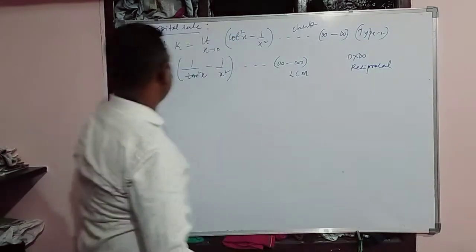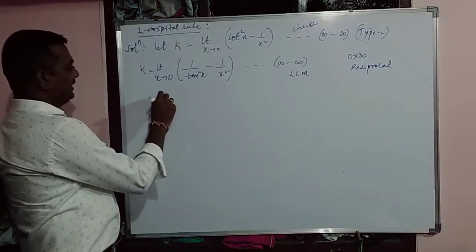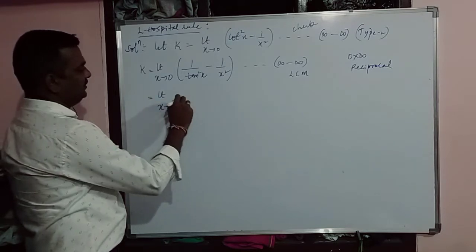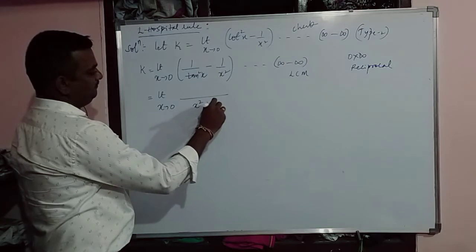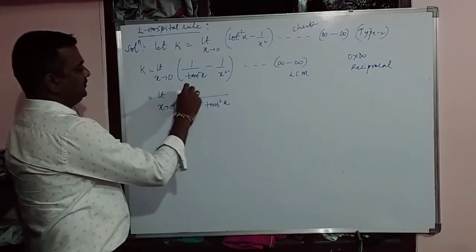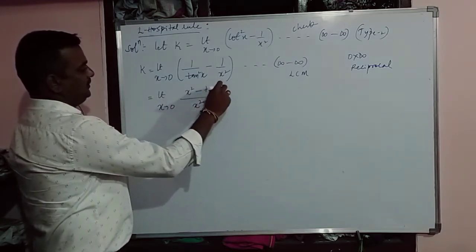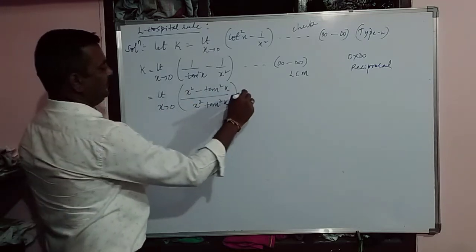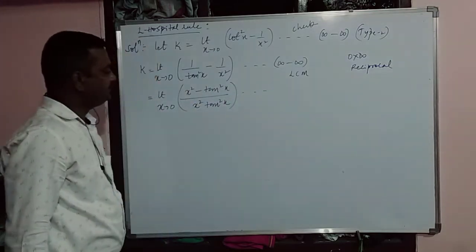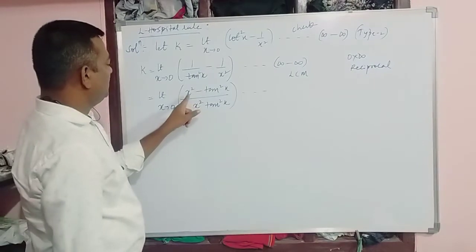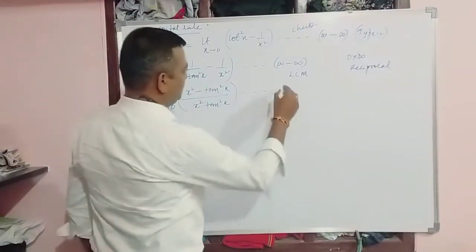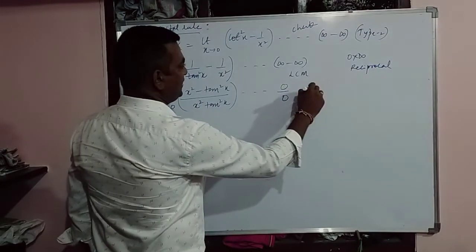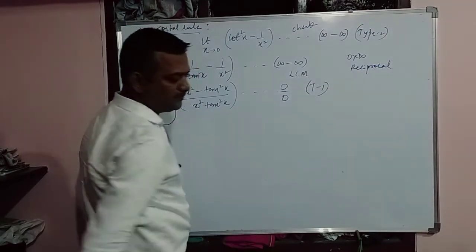Okay. Now, by taking LCM, limit as x tends to 0, this is x square minus tan square x over x square into tan square x. You can verify again, students. x square minus tan square x at 0 is 0 minus 0, divided by 0 into anything is again 0 by 0 form. It's a type 1, you can apply L'Hospital rule.